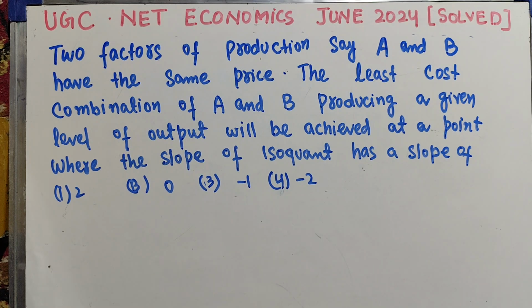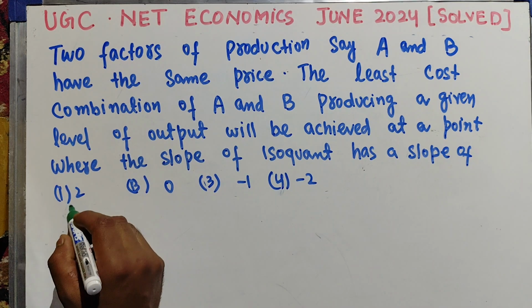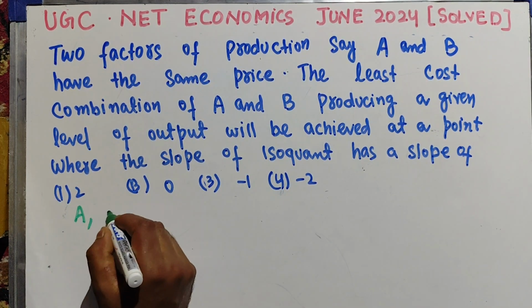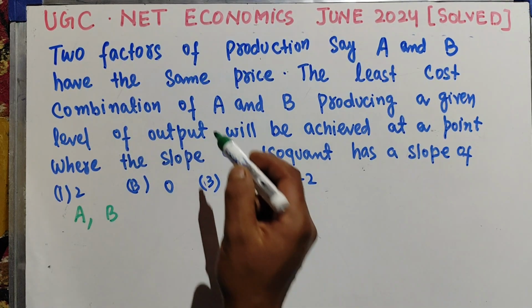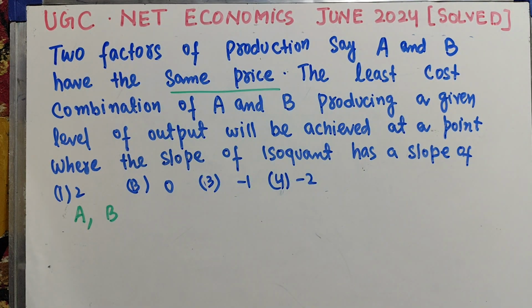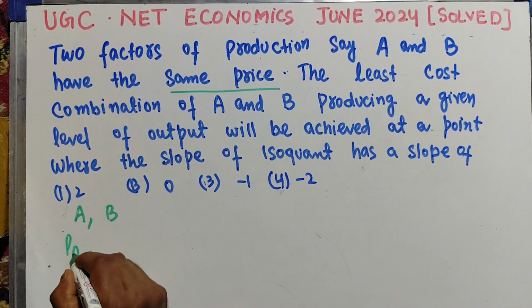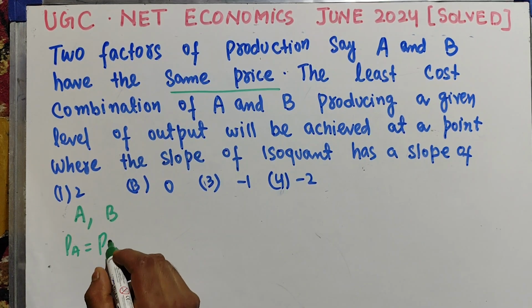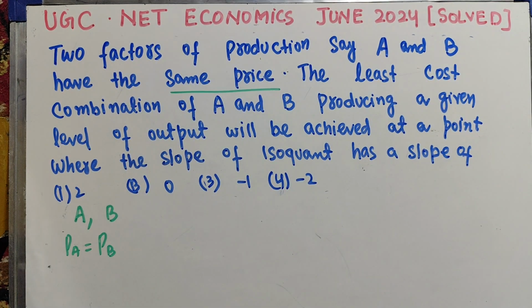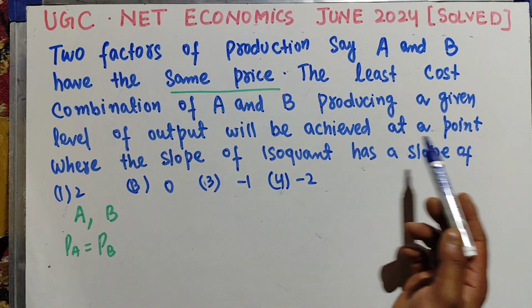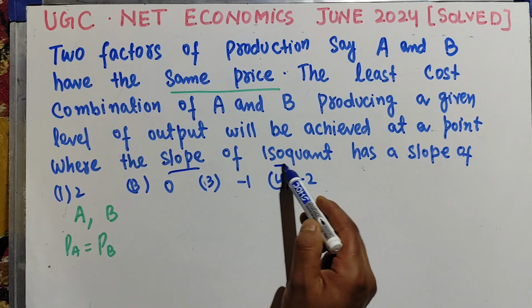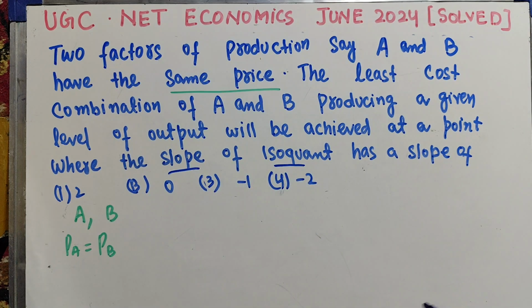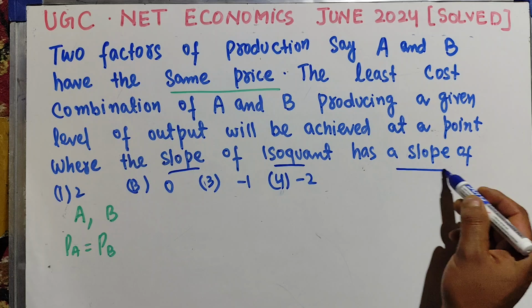Okay. Now what we are being told, we have the two factors of production. We have input A and input B. We are also being told that the prices are the same. That is, price of input A is equal to price of input B. We are being told to find a point where the level of output will be achieved, where the slope of the isoquant is. We need to find out the slope of the isoquant. What will be the slope of the isoquant here?